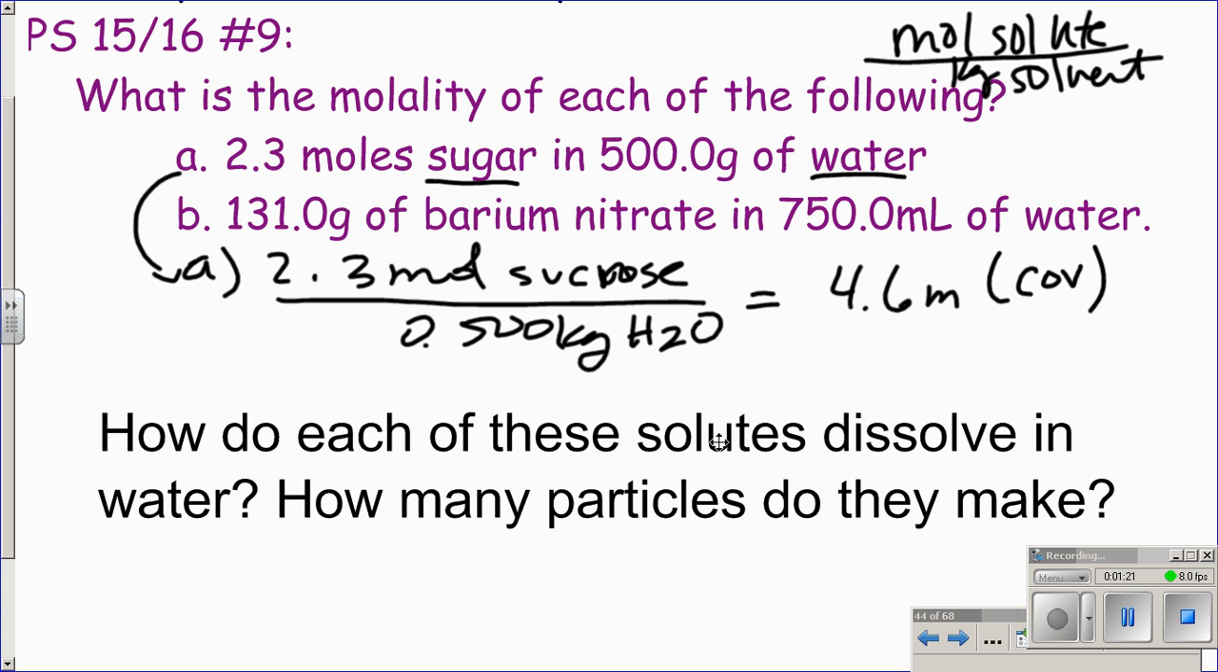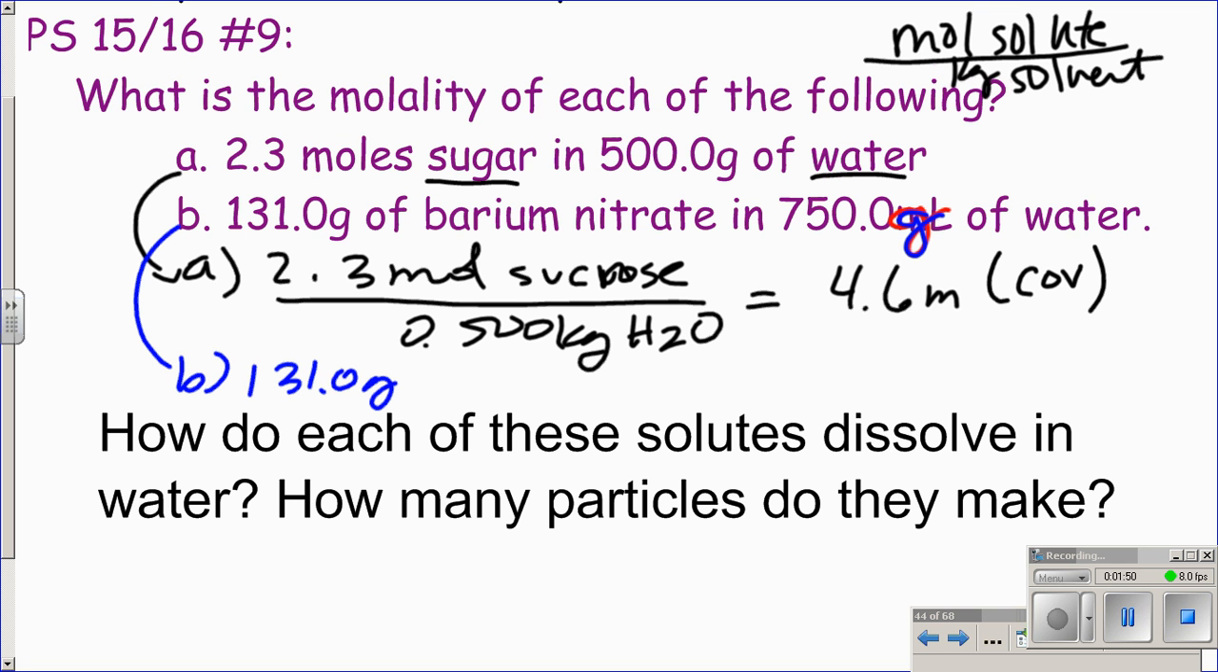Okay, so for B, how do you get to molality? Convert grams to moles, and then how many grams is this? 750 grams, okay? Nothing fancy. 1 milliliter of water is equal to 1 gram of water, so it's really easy to just convert, right? So, it's blue, it's a little easier to see. So this right here, 131.0 grams. What's barium nitrate?